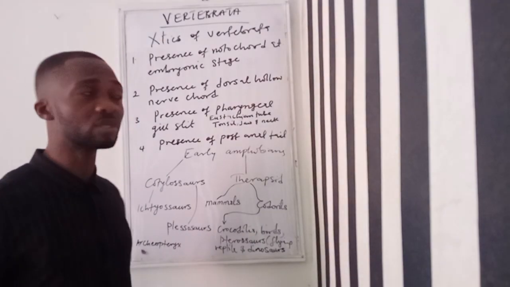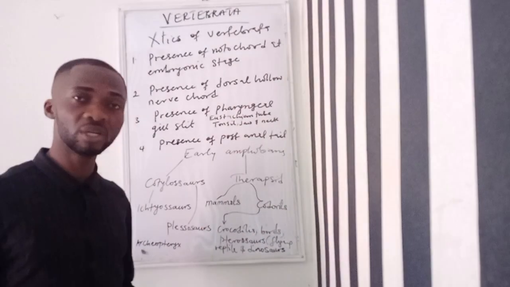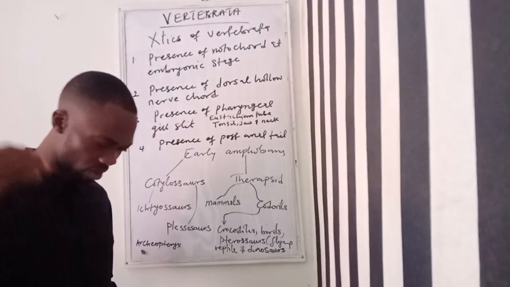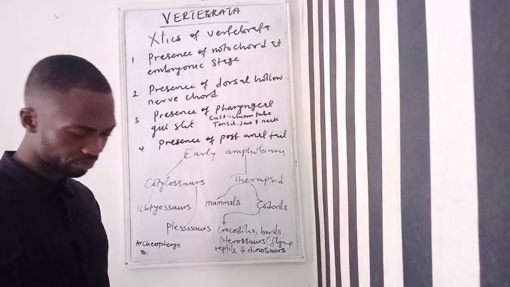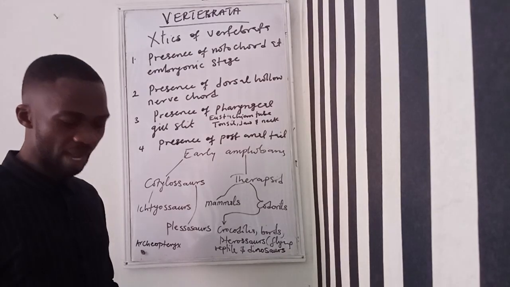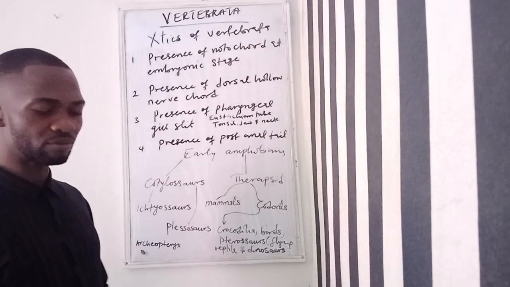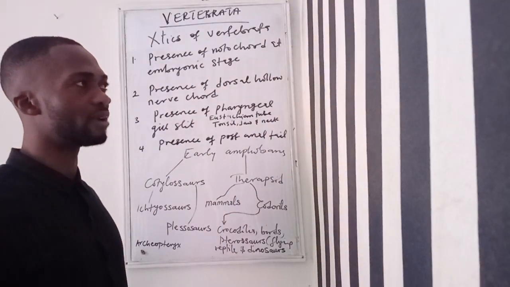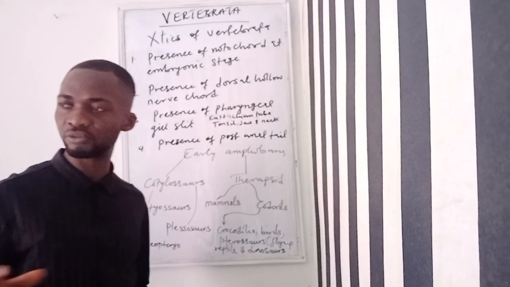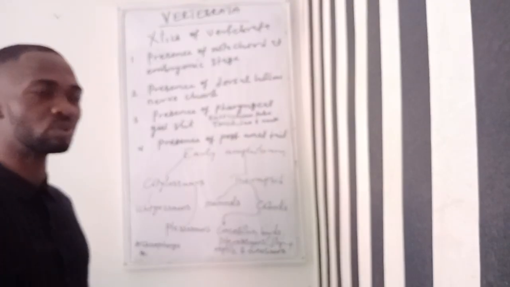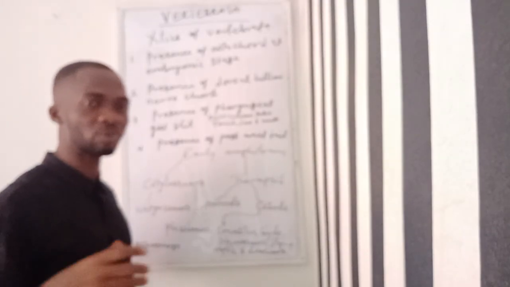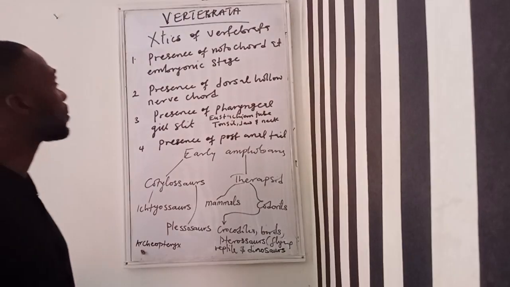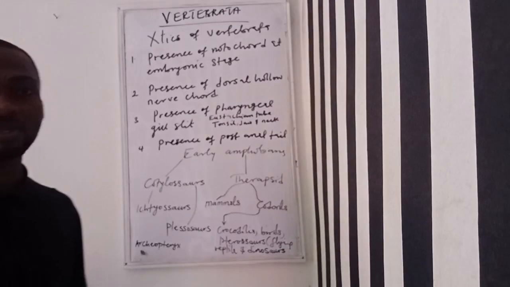Then they also have an endoskeleton made up of cartilage or bone. Then the organ of excretion is the kidney. Then there is a true heart with valves. Yes, they have a true heart, and this true heart has valves, and the function of this valve is to prevent blood from flowing back through the chambers as it moves from one chamber to the other chamber. So this is how far we can go when it comes to the characteristics of vertebrata.